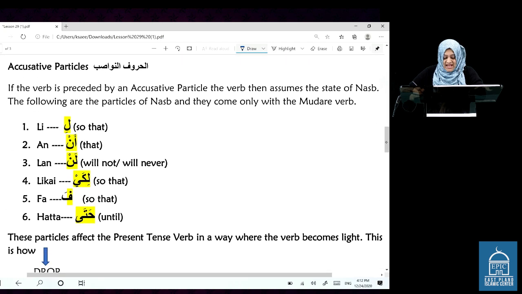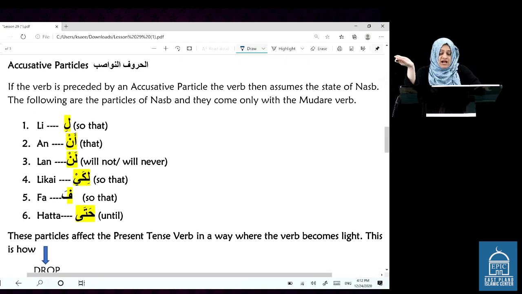Now next we come to the accusative particles, the particles of nasab, and again that's self-explanatory. In nouns we had the particle of nasab where we saw that you have al-muslimu becoming al-muslima because of inna al-muslima. So inna is the particle of nasab. It made the noun's ending fatha. Similarly, in the case of verbs, the jussive particles gave it a jazm ending.